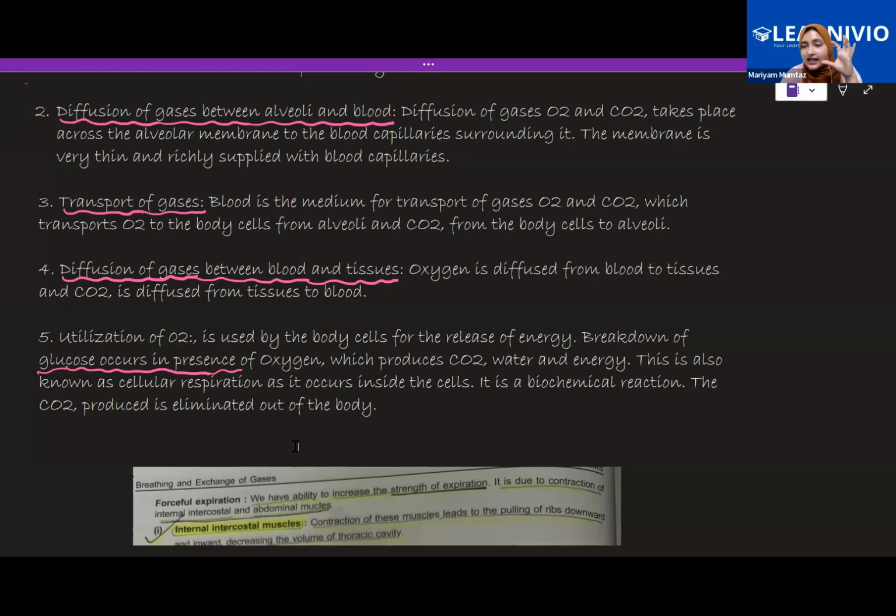And lastly, there comes the utilization of oxygen. Now this is at the cellular level, wherein we utilize the oxygen so as to break down biomolecules like carbohydrates and proteins, so as to release energy. So that is cellular respiration. This is not what we are going to study in this chapter. As far as the rest of the topics are concerned, we will be studying.